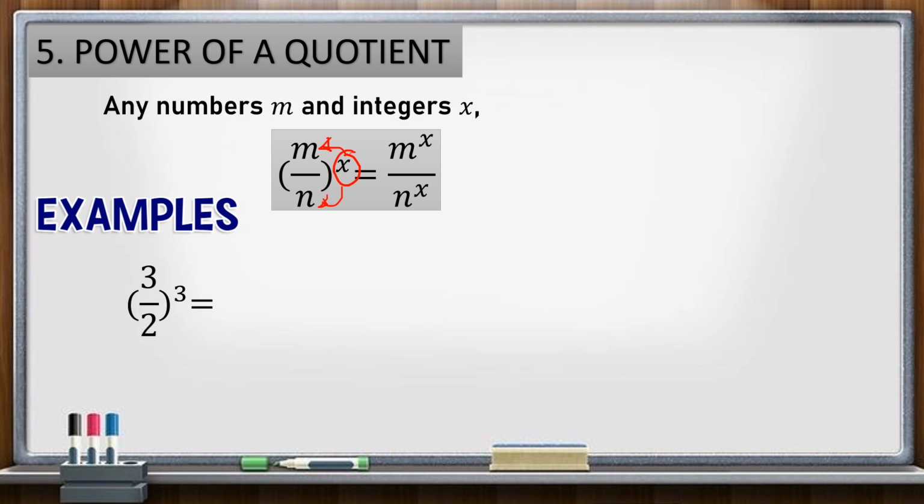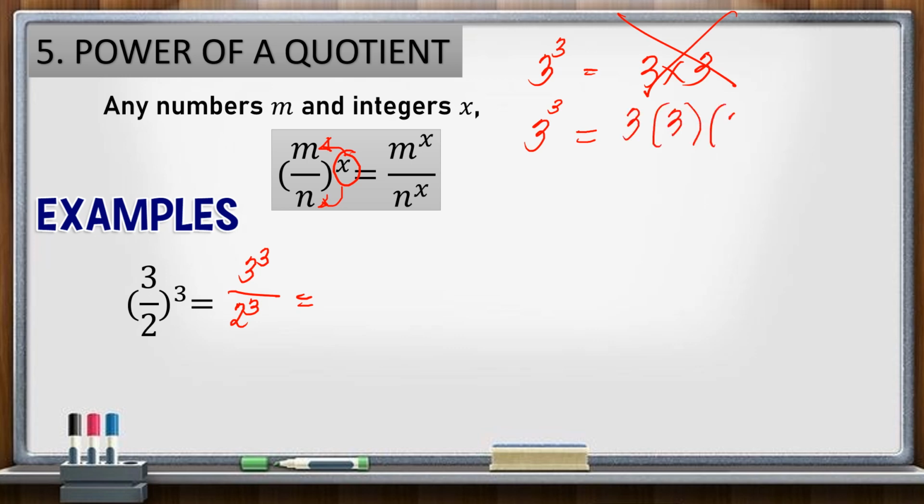So let's have the following example. We have here 3 halves, or 3 over 2, raised to 3. So we are to distribute our exponent to our numerator and to our denominator. And this will now become 3 raised to 3 all over 2 raised to 3. Again, this expression 3 raised to 3 does not mean 3 times 3. Okay, that is wrong. 3 raised to 3 means that you have to multiply 3 to itself thrice.